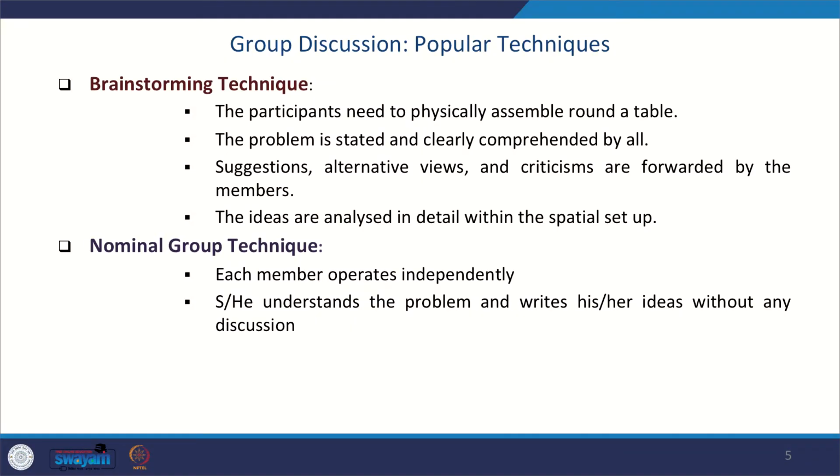Fine. The very first technique is the brainstorming technique. Now, what do we mean by brainstorming technique? In this sort of group discussion, the members can be between 6 to 8 or up to 12, and the participants have to assemble round a table. It looks like a round table conference, no? The participants are assembled round a table and then the problem is stated and clearly comprehended by all the members, and all these members provide their suggestions, alternative views and criticisms. The ideas are now analyzed in detail within the spatial setup.